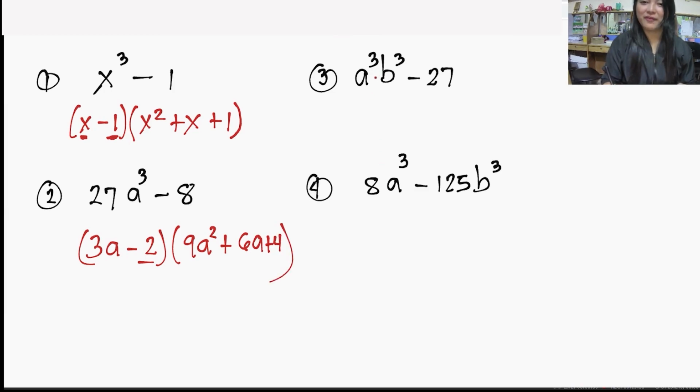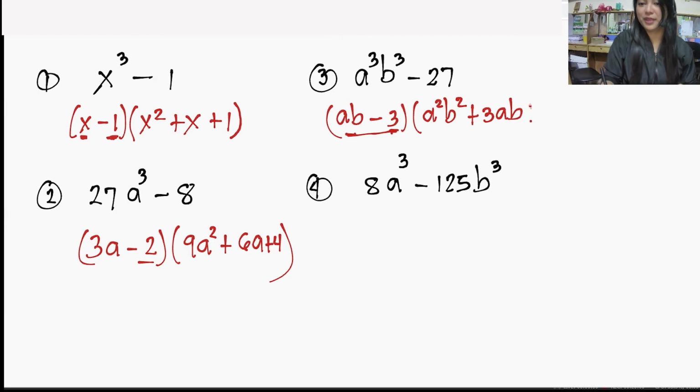Next we have here a cubed b cubed minus 27. So for a cubed b cubed, just get the cube root of both variables. So ab, and then the cube root of 27 is 3. Finally we can square the first term, that is a squared b squared. Next, get the positive product of ab and 3, that will be 3ab. And lastly, get the square of the last term, that will give us 9. 3 times 3 is 9.